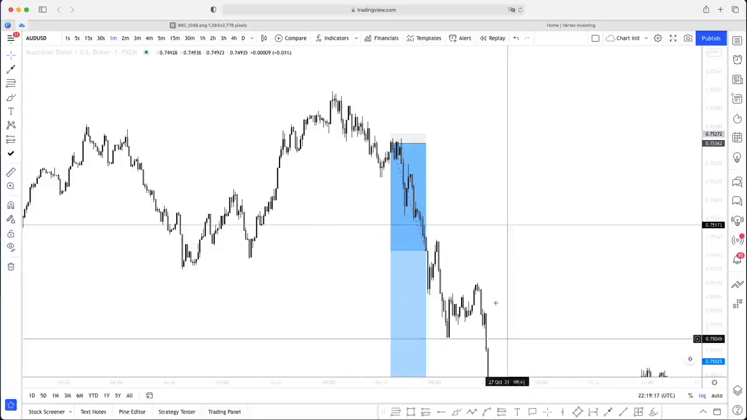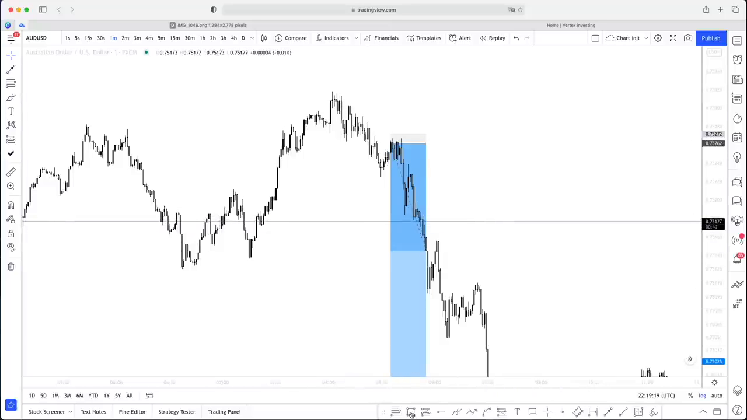Another thing is, my charts are pretty empty. Purely, actually, I don't know whether my boxes are gone. There was a box here. Sorry.